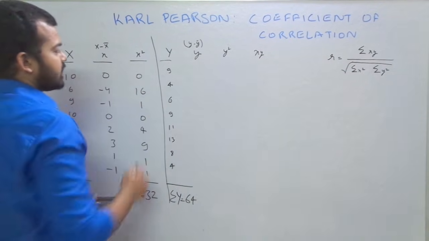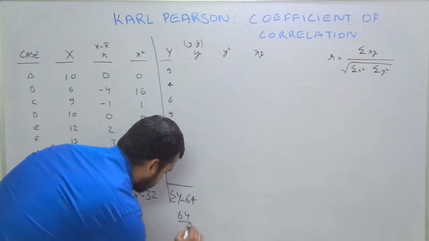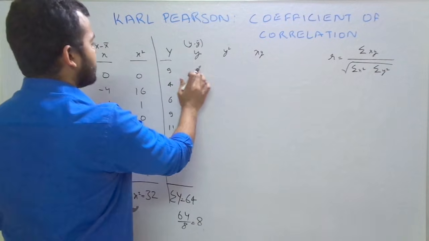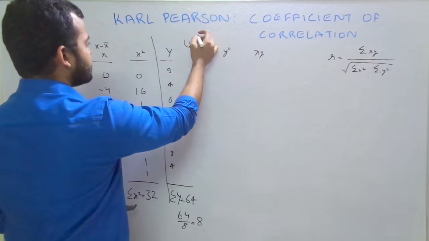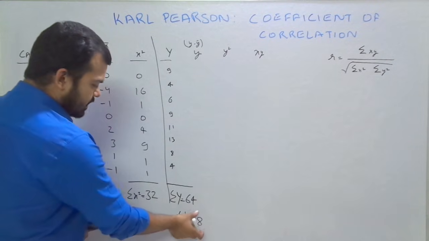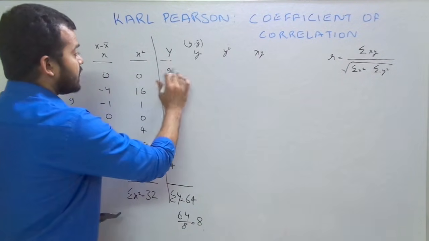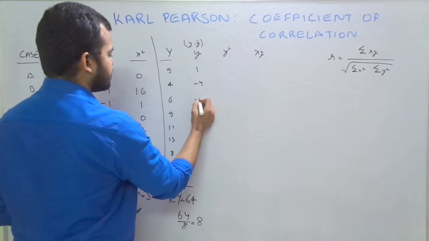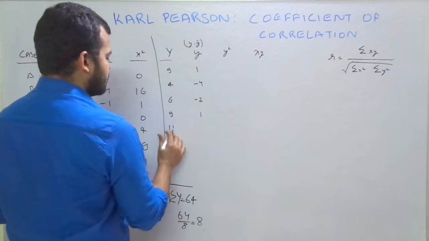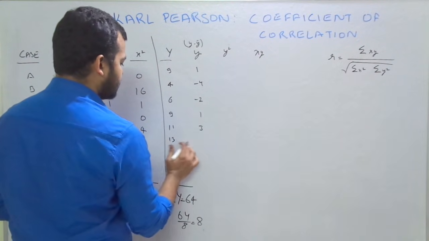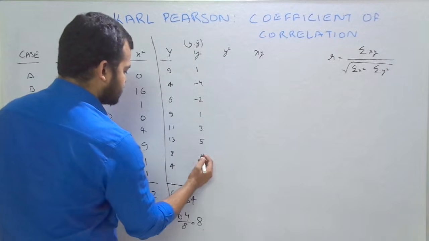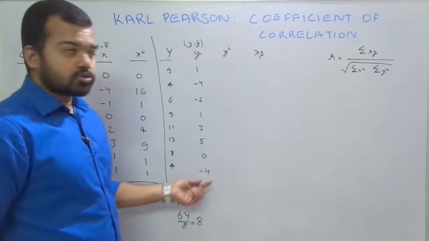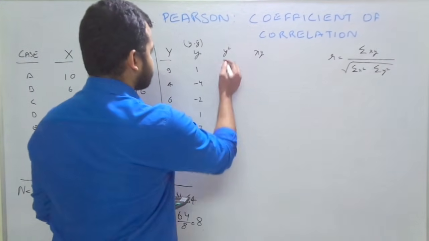Now the simplest thing, you have to calculate y bar. It means 64 divided by 8 is equal to 8. So 8 is your mean. Here you can write y minus 8 or y minus y bar. So 9 minus 8, 1. 4 minus 8, minus 4. 6 minus 8, minus 2. 9 minus 8, 1. 11 minus 8 is 3. 13 minus 8 is 5. 8 minus 8 is 0. 4 minus 8 is minus 4. Do not try to obtain this total because this is not the demand of the formula.